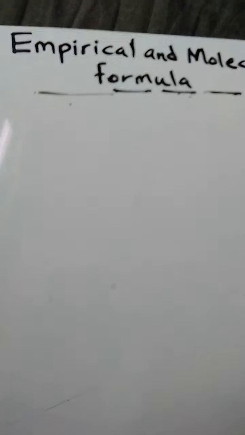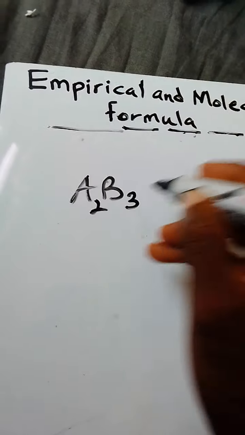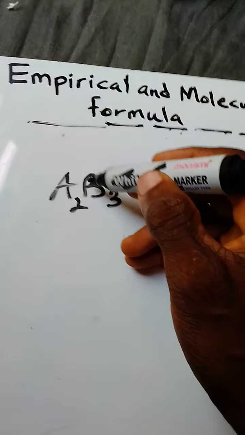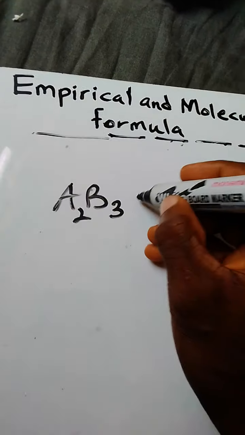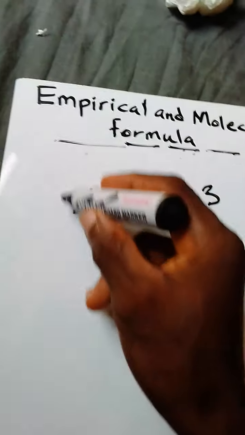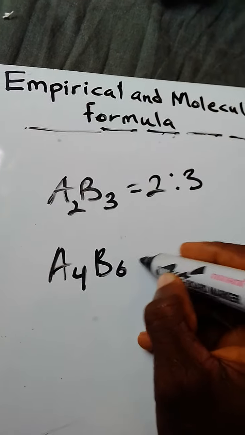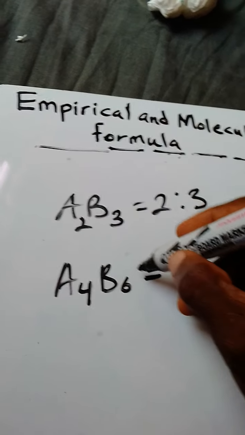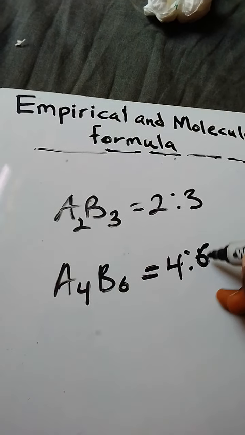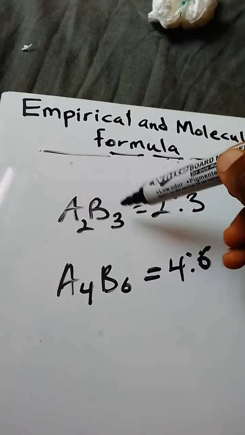So let's take a compound AB existing as, let's say, A2B3. This means that in this compound we have 2 atoms of A and 3 atoms of B. So the ratio of these atoms in this compound is 2:3. In the same way, this compound can also exist as A4B6. In this one, the ratio is 4:6. Now when we take this one, this is the smallest ratio that these atoms in this compound can exist.